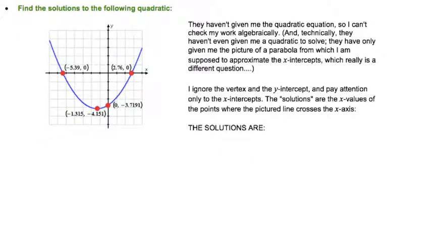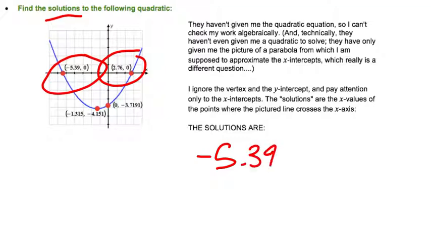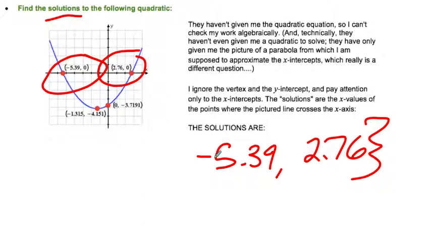Last one, there is no equation here, but it says find the solutions. And so that is for what values of x does y become 0. So that's, again, right here, your x-intercepts. So negative 5.39 and 2.76 in fancy pants brackets.